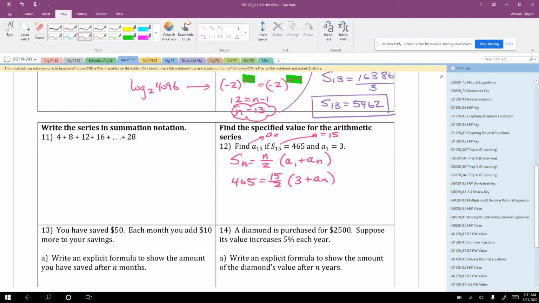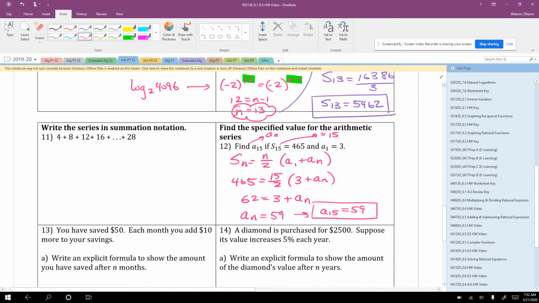I just divide both sides by 15 over 2, and I get 62 is equal to 3 plus A sub n. So A sub n is equal to 59. And A sub n is A sub 15, right? Because our n in this case is 15.